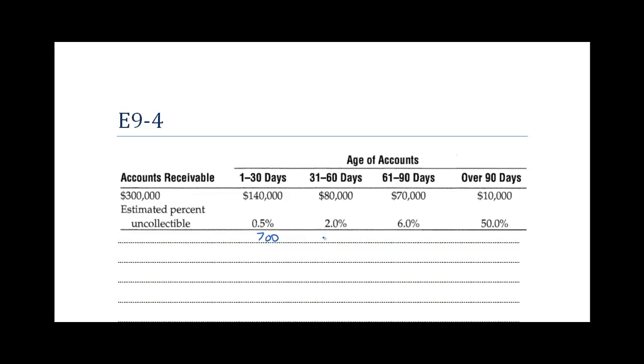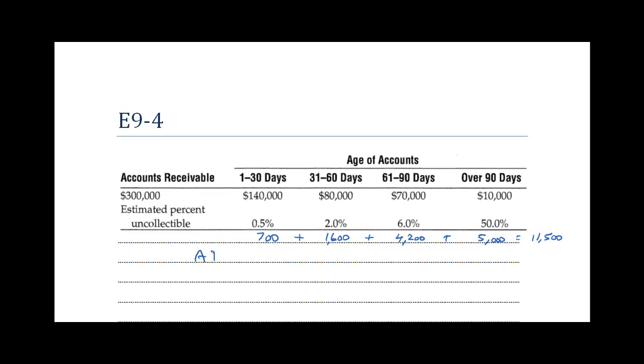2% of 80,000 is 1,600. 6% of 70,000 is 4,200. And finally, 50%, so half of anything over 90 days we're estimating is uncollectible. That is $5,000. Okay, so let's add these up. And that should give us 11,500. Okay. So that's what the allowance for doubtful accounts should be, right?